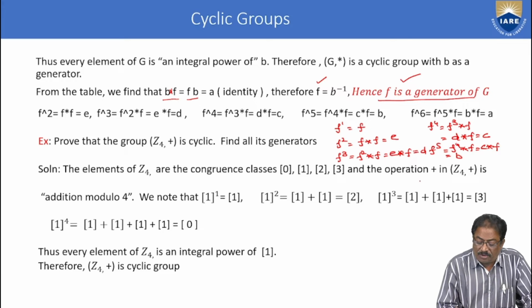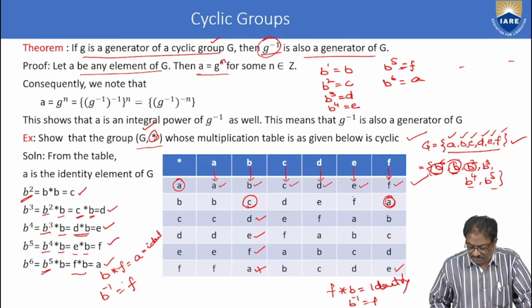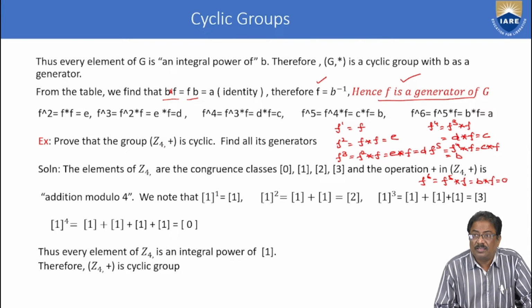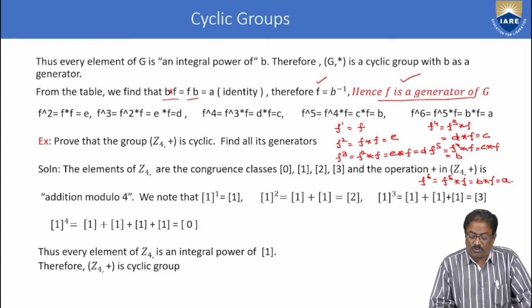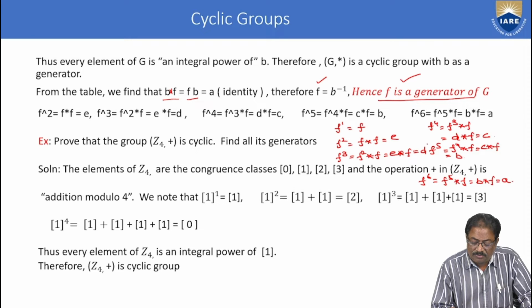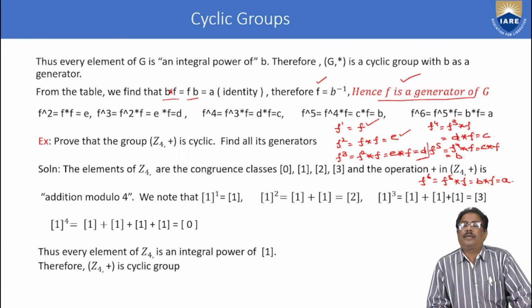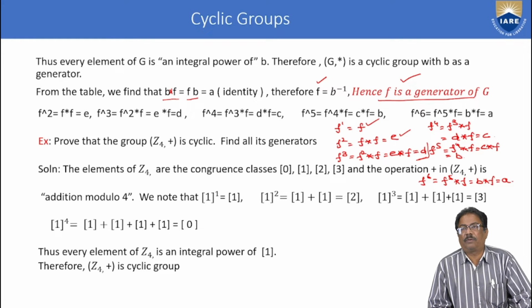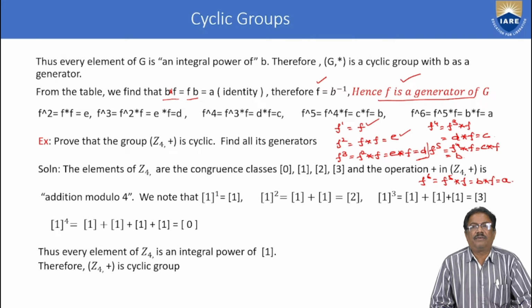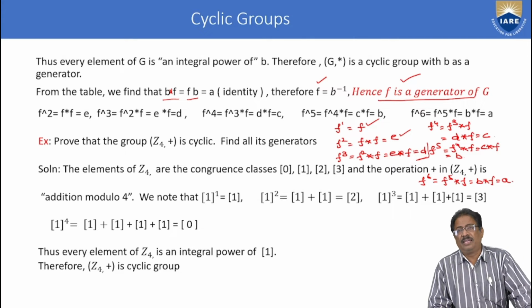Similarly, F power 6 is F power 5 into F, so B into F, and B into F is A. Now observe: A is covered, B is covered, C is covered, D, E and F are covered. So all the elements are represented as integral powers of F. So we can say that F is a generator.